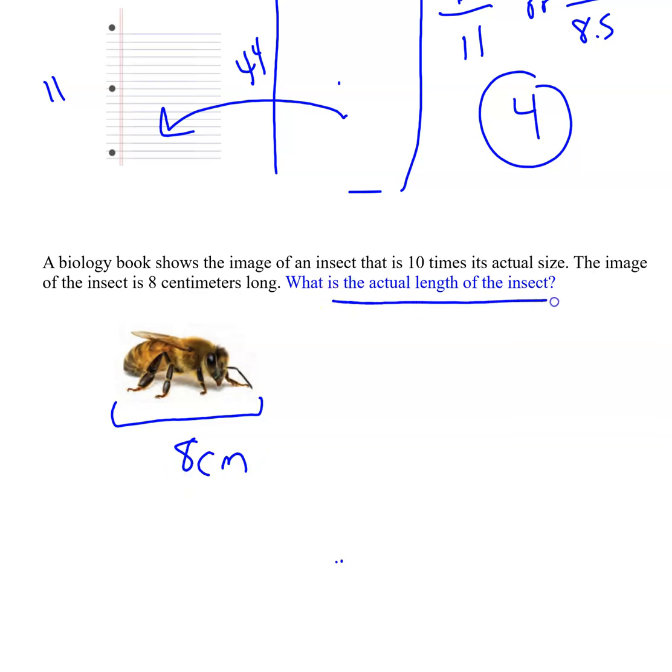So in order to get the actual length of the insect, we're going to take that 8 centimeters and divide by 10. And so the actual length of, well, for this it's a bee, the insect would be, if we wanted to do decimals, 0.8 centimeters. That's the actual length of the insect. All right, and that's all we're going to say about dilations.